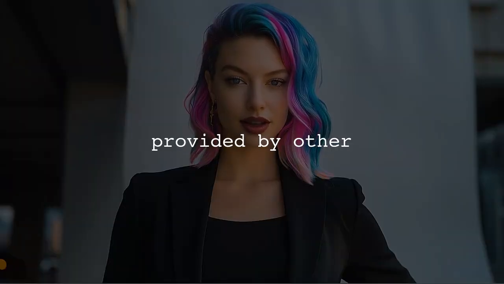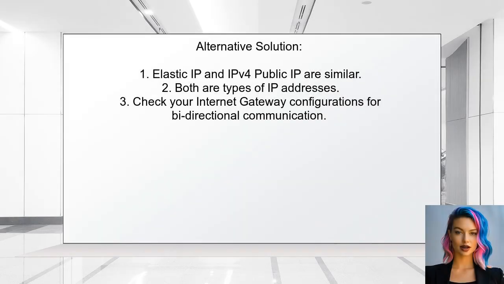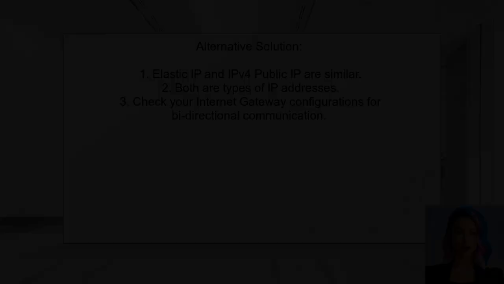Now, let's look at the answers provided by other users. In response to your question, another user points out that both elastic IP and IPv4 public IP serve similar purposes as they are both types of IP addresses. They suggest that the main difference may not be significant. They also recommend reviewing your internet gateway configurations to ensure they are set up correctly for bidirectional communication.